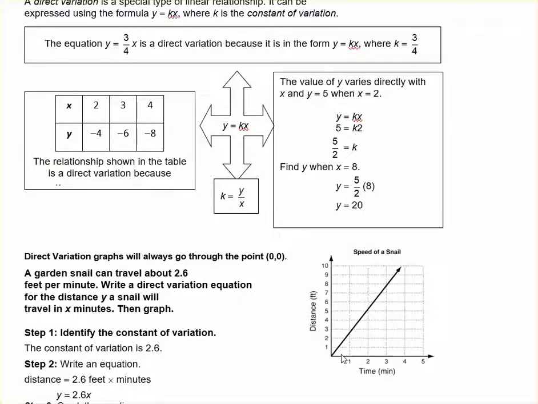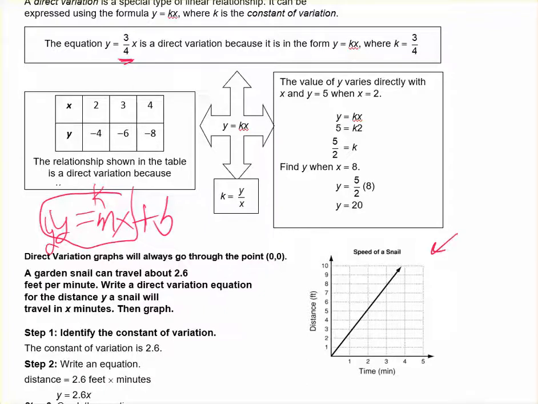If you think about the equation of a line in slope-intercept form, it would be y equals mx plus b. In direct variation, we don't have the b. Now, they call this number the constant of variation, but it's really the same as the slope because it's in that same exact spot.